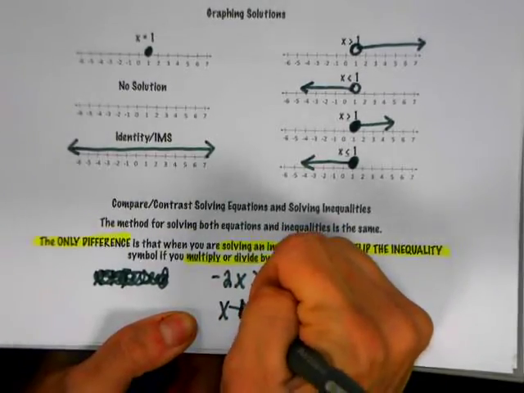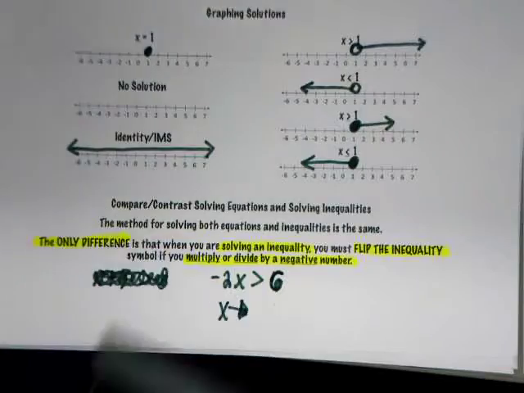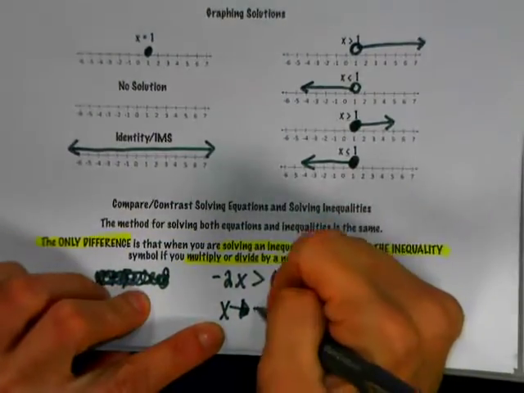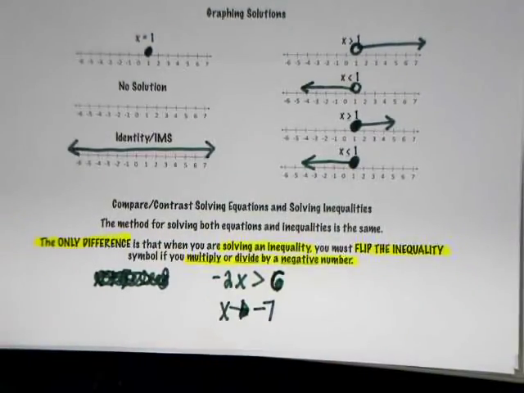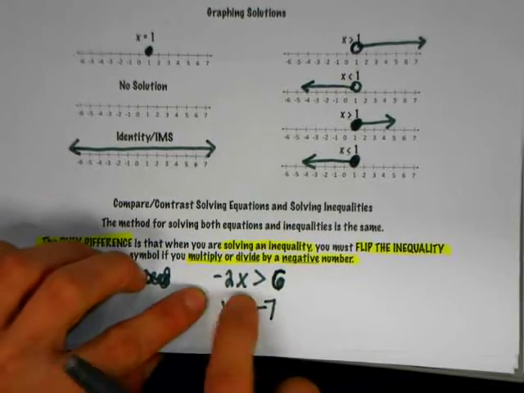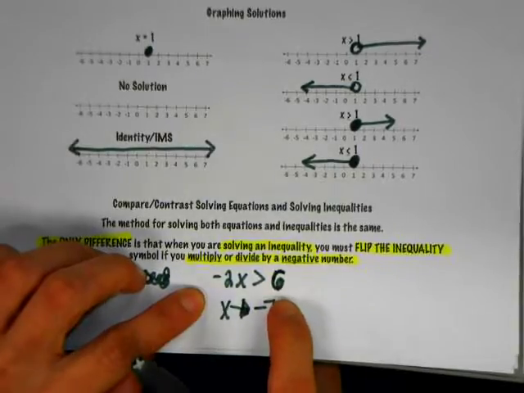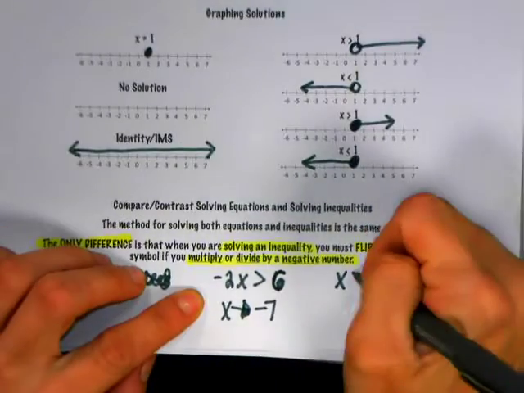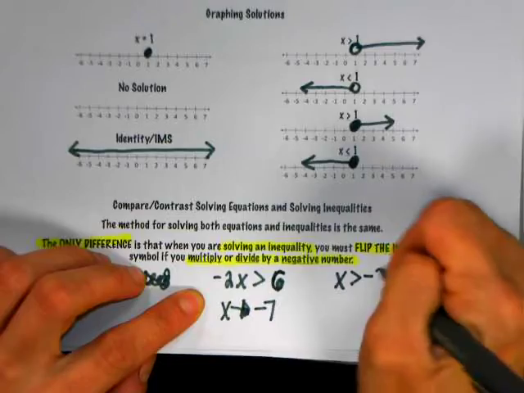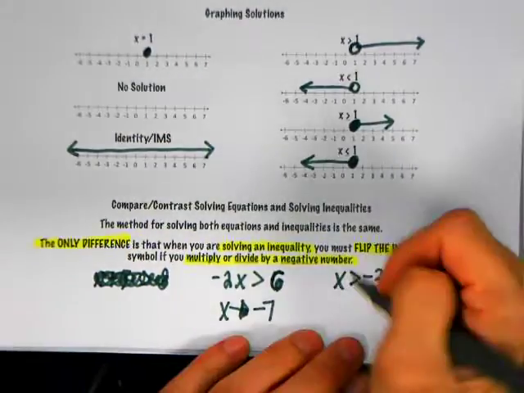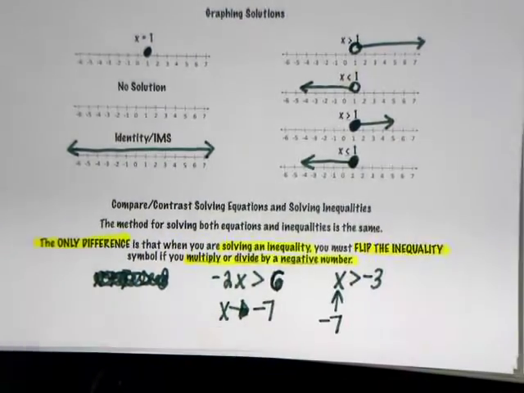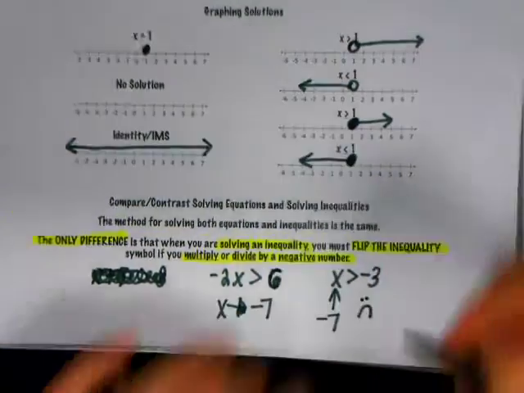Any number, any number. Yep. -7? Okay, so that's going to be 14, which is bigger than 6, right? So we all agree that -7 works in that, right? Yes? Okay, so now if I divide both sides by that -2 and I don't flip the sign, I would get x is greater than -3, right? So now let's plug in -7. Is -7 bigger than -3? No, right?